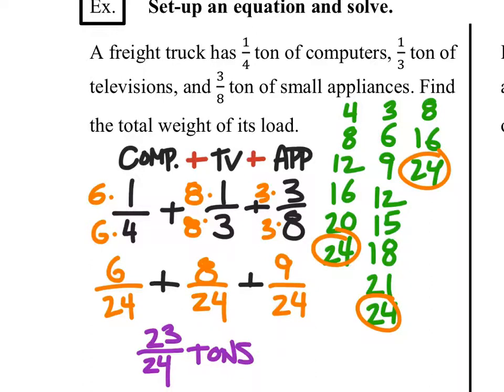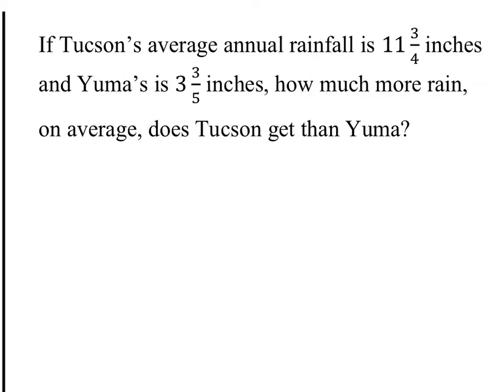Well, I guess that's all we need for the label, actually. So this would be 23/24 tons of product or appliances, whatever you want to call these things. Alright, that takes us to the next problem.